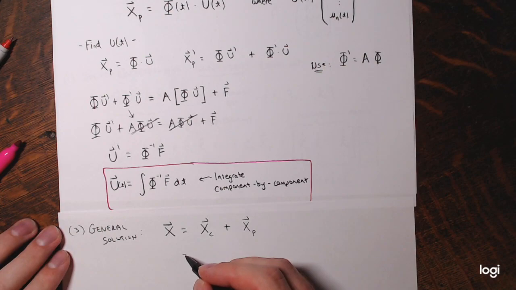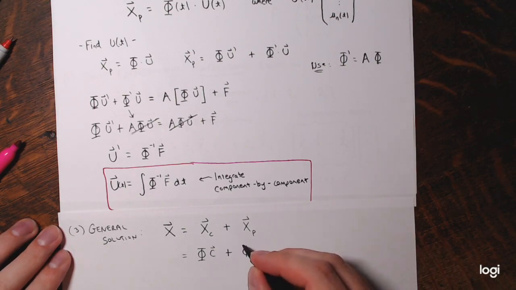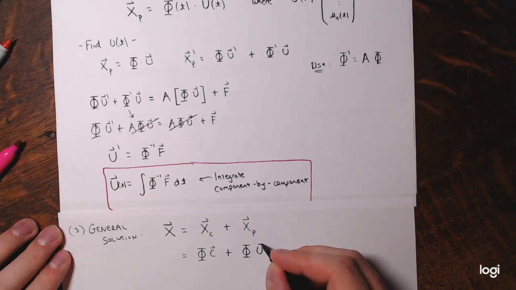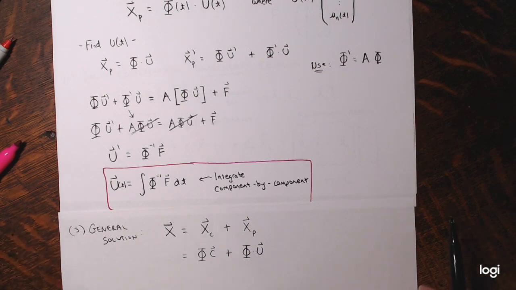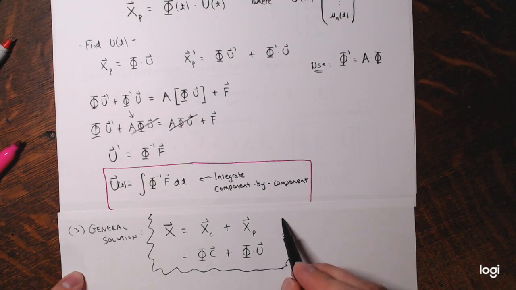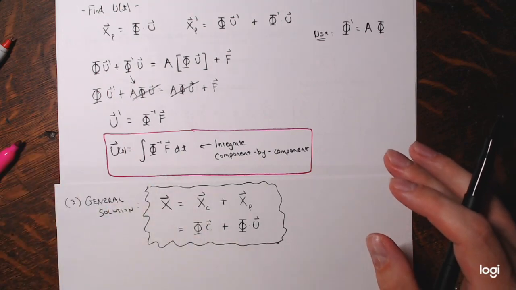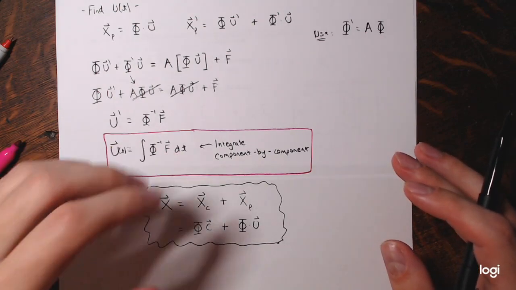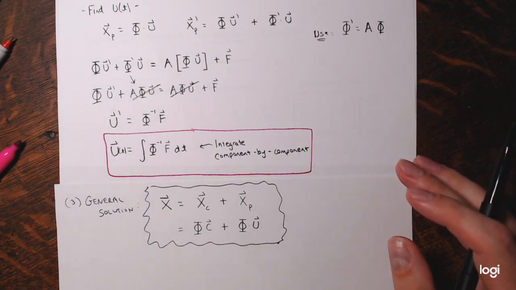Right? And then if you'd like, this is phi times that vector of constants c I called earlier, plus phi times u of t, where again u is this integral. And I just make that replacement. All right, so lots of stuff here. It took about 15 minutes to talk about that. But now that I've got this down in general, for any non-homogeneous linear system, what I just did here, now we can apply this to several examples.